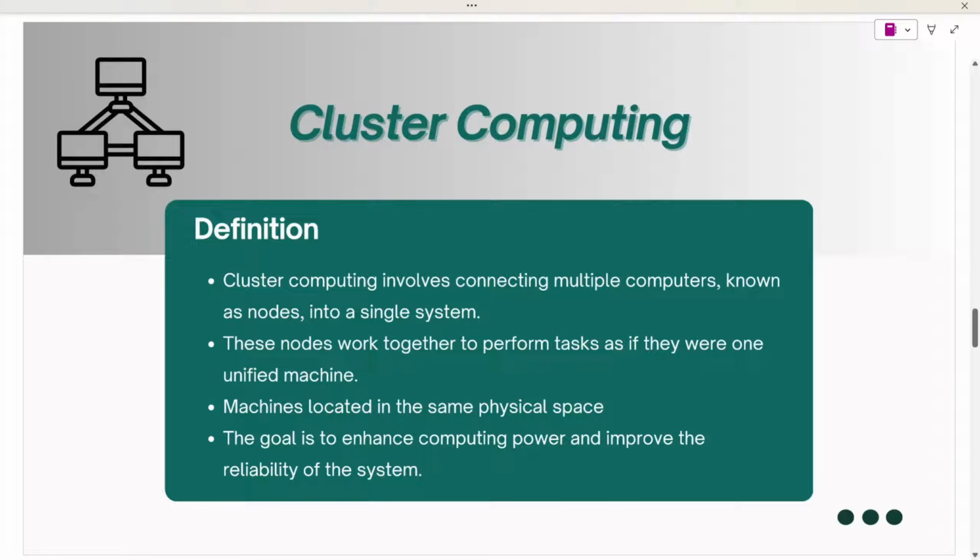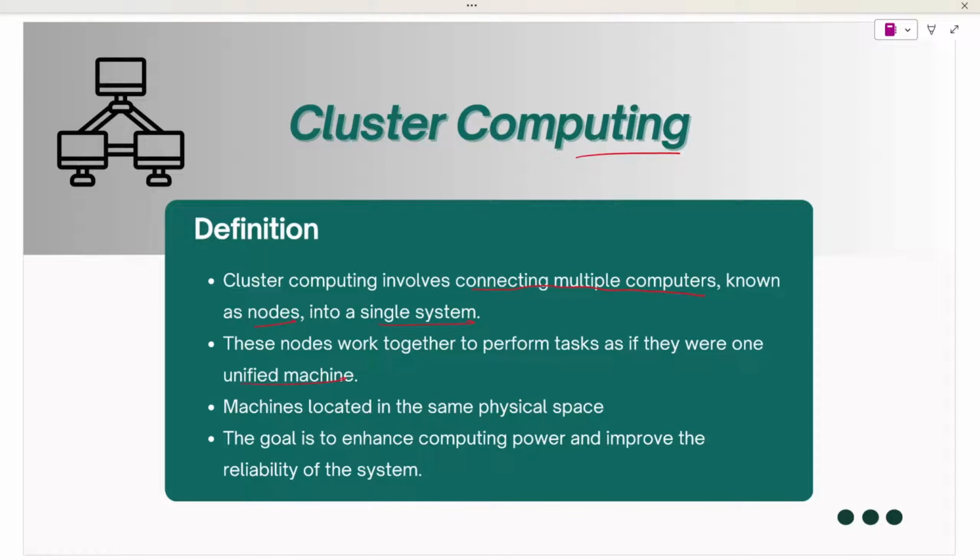Next, we have cluster computing. Cluster computing involves connecting multiple computers, known as nodes, into a single system. These nodes work together to perform tasks as if they were one unified machine. Unlike distributed computing, where each computer can be geographically dispersed, cluster computing typically involves machines located in the same physical space, often within a data center.